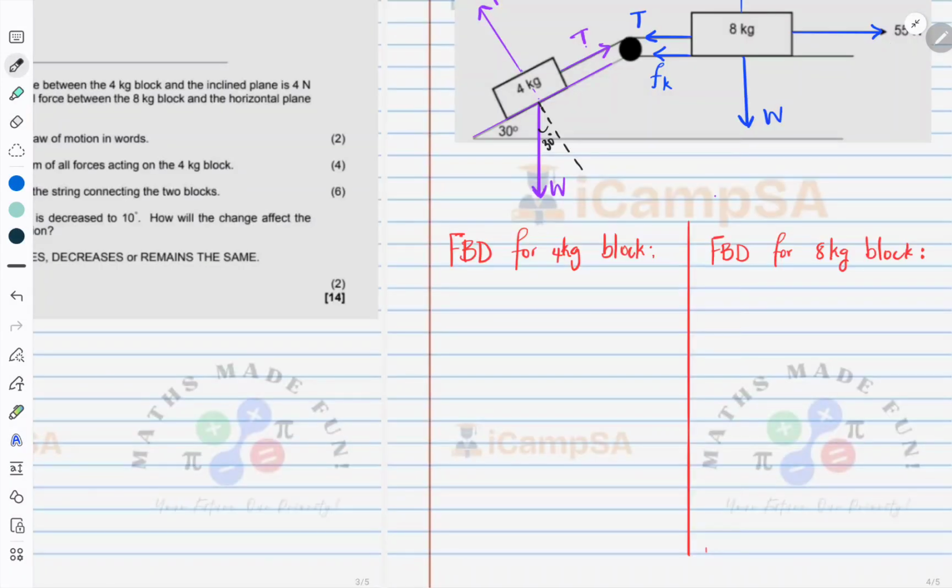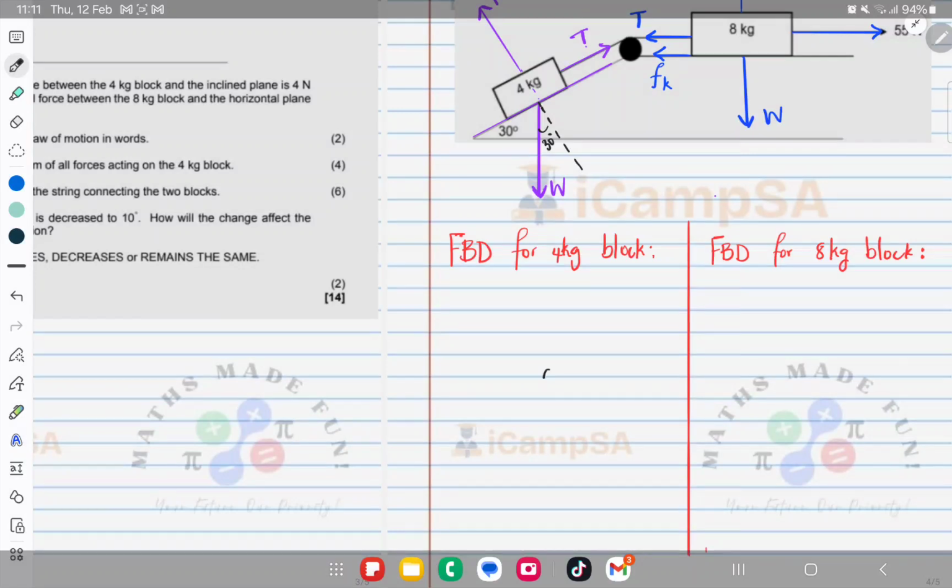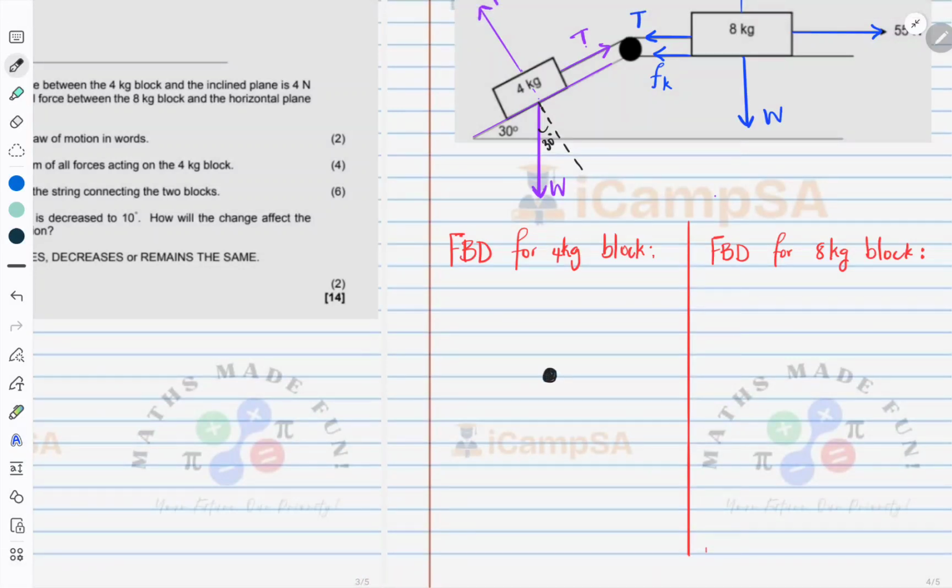All right, so we divided it. There's the free body diagram for the 8 kilogram block, and then there's the free body diagram for the 4 kilogram block. FBD is just me saying free body diagram. I'm dreading writing the whole word. It won't even fit there for now.